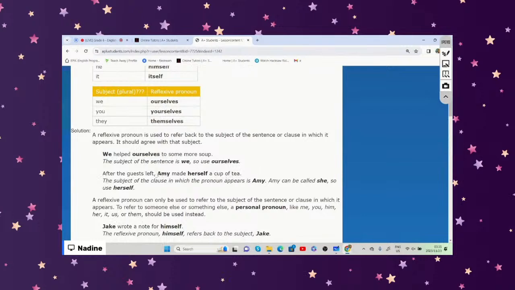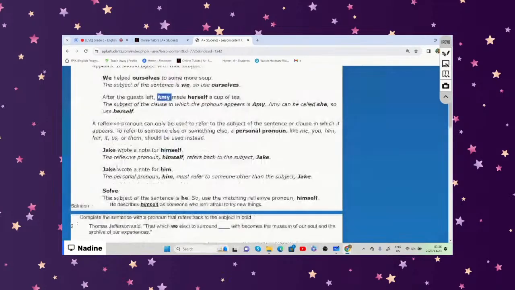So in this case, we have the noun, which is Amy. But Amy is also she, right? So if we change this word into she, then we can say: after the guests left, she made herself a cup of tea. So herself refers to she, which is Amy, right? So Amy is called she, which is the pronoun, and that is referring back to herself, or herself referring back to Amy, which is she, right?